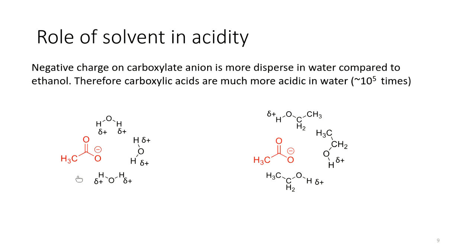Looking over here, we have ethanol. Ethanol is also polar, but we know that it doesn't have as much of a dipole as water. Water has these two polarized OH bonds. Ethanol has only this one right here. And so the negative charge is going to be less dispersed in ethanol compared to water. And you can see there's a marked difference in acidity when an acid is dissolved in water as opposed to dissolving in ethanol. So solvents can influence acidity.